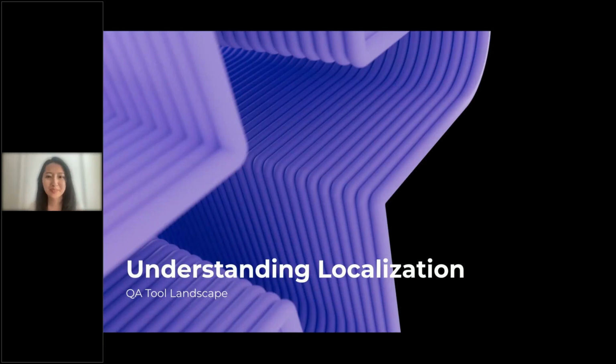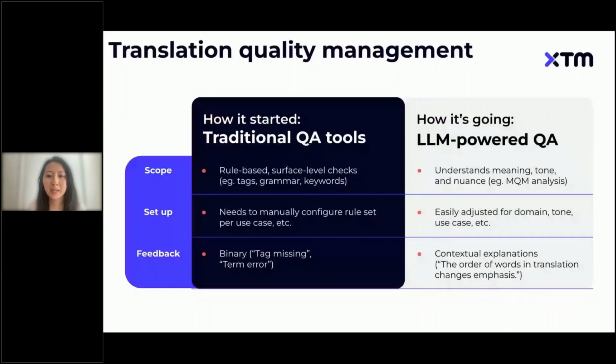You know this pain. QA is where good intentions go to die. It's critical, but it eats up budgets, it delays releases, but here's the good news. That's starting to change and fast. You can see here, traditionally, QA has been about catching surface level errors, missing tags, inconsistent terminology, grammar and punctuation violations. These tools are rule-based. They give binary, black and white feedback. Something's either right or wrong. And if you want to support a new tone, domain, and audience, you'll need to manually reconfigure these QA rules.